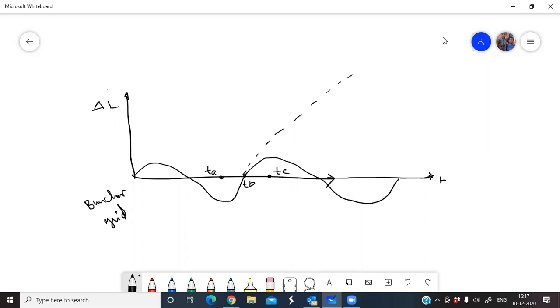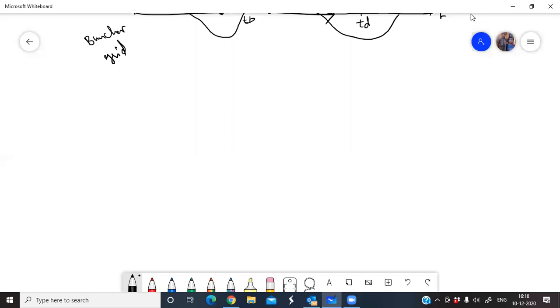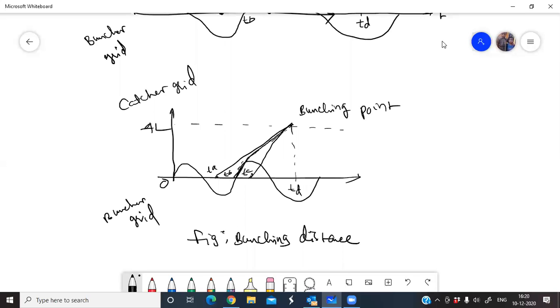Suppose here. So here I want to assume that at the distance Td, the bunching occurs. Suppose like this. Now Ta time, this is the negative voltage, and traveling with slower velocity. So wait a while, I want to explain clearly. Just wait. Right, so this figure shows the bunching distance.